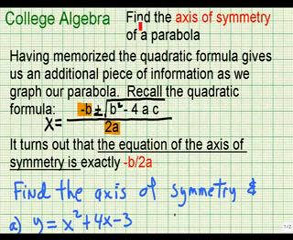In this lesson, we want to find the axis of symmetry of a parabola. This will help us to make a more intelligent table of values when we set up the graph. Having memorized the quadratic formula gives us an additional piece of information as we graph our parabola.